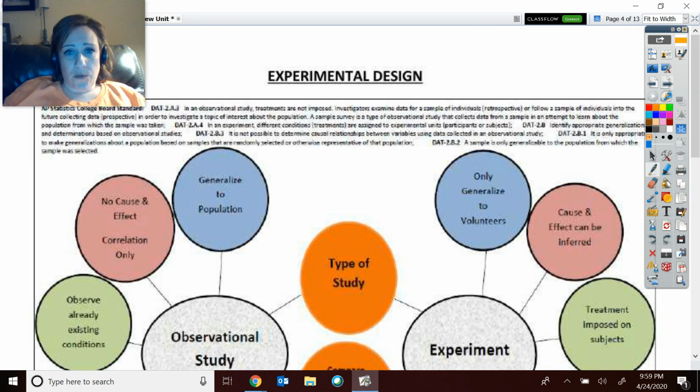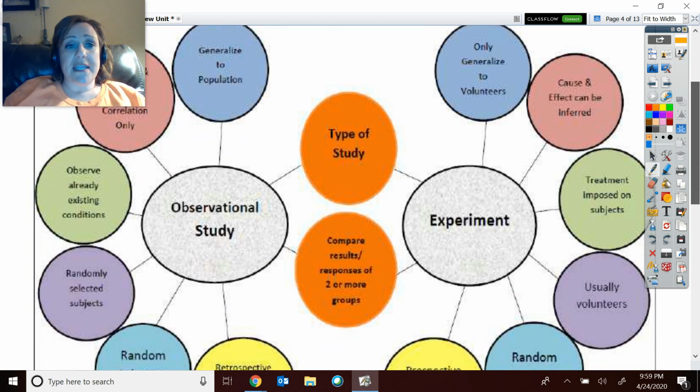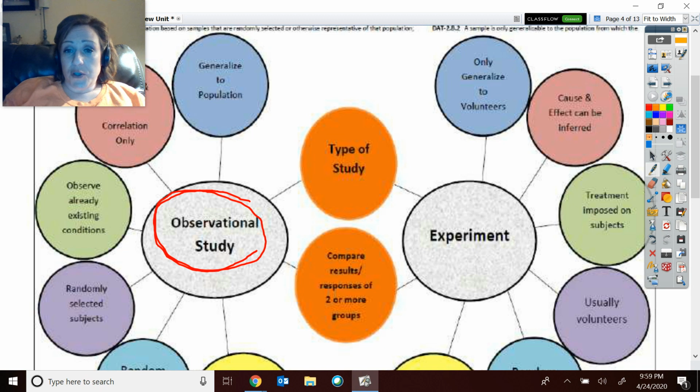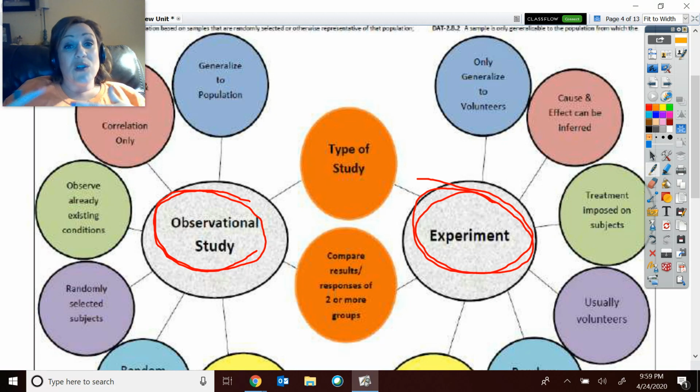All right. Now, experimental design. This was the next section. There are many keys that we need to pay attention to with observational studies versus experiments. Those are two different things. They are both types of studies. They are both attempting to compare groups or compare variables and the relationship between things that are going on. But there are very different conclusions that we have the right to make, and there are different ways in which these studies happen.